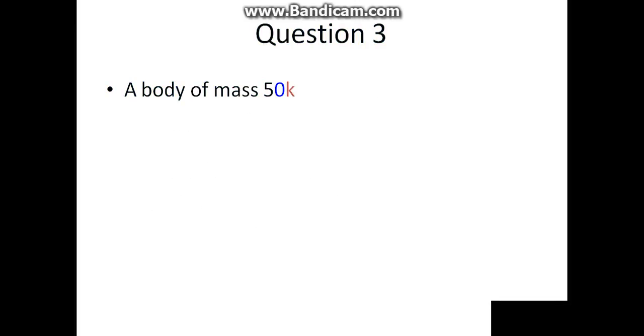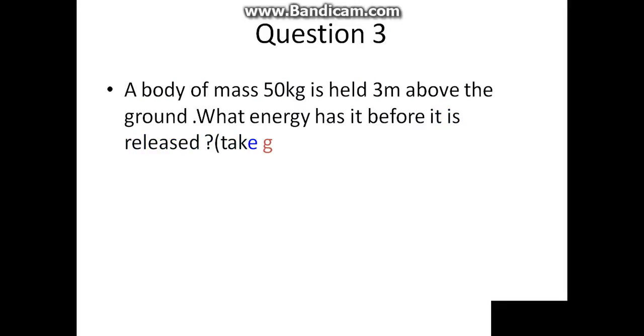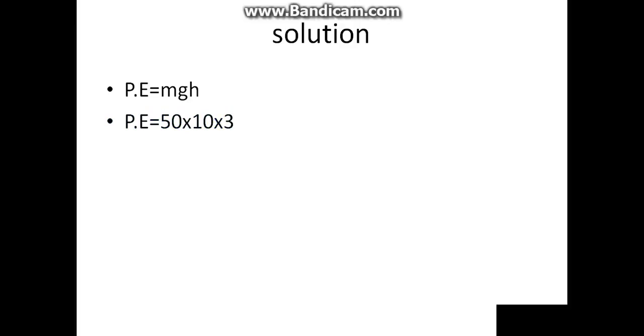Question 3. A body of mass 50 kg is held 3 meters above the ground. What energy has it before it is released? Take g equals to 10 meters per second squared. Solution. PE, that is potential energy, is equal to mass m times acceleration due to gravity g times height h. PE is equal to 50 times 10 times 3, which is equal to 1500 joules.